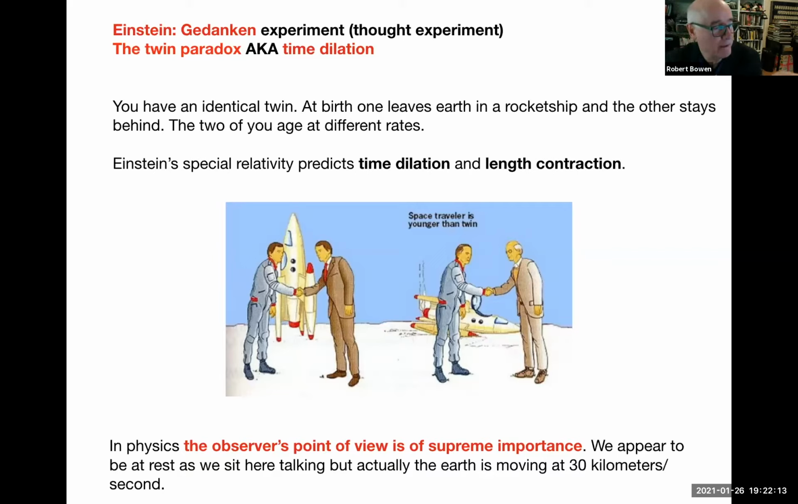And then at some point, that guy, the astronaut, returns, and the astronaut has gotten, according to this graphic, slightly older, whereas the brother who stayed on the Earth has gotten significantly older. And so that's known as time dilation, and also the twin paradox.